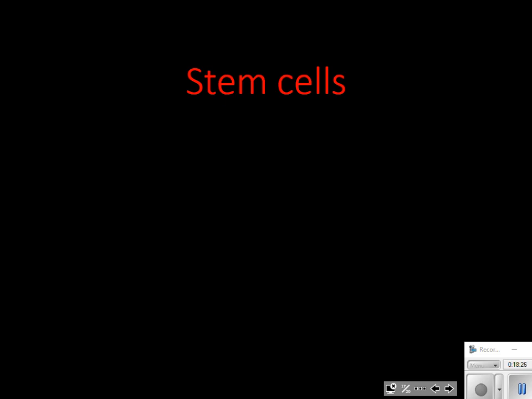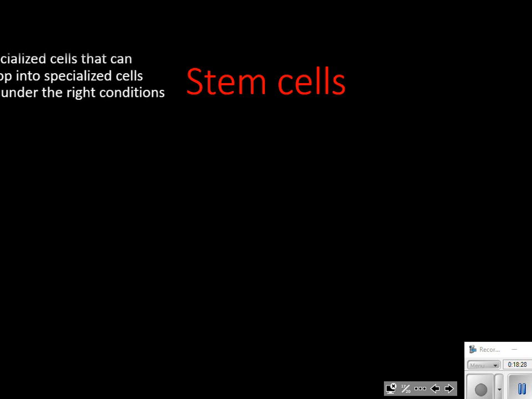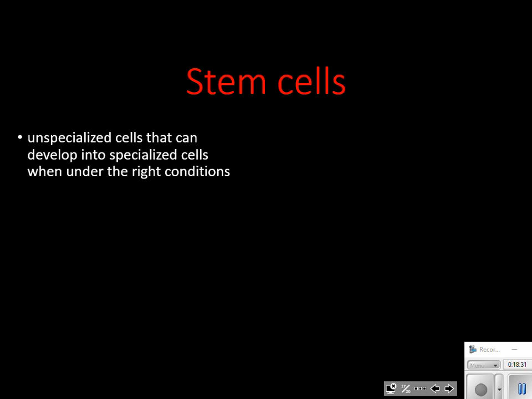Finally, we're going to talk about stem cells. Stem cells are unspecialized cells that can develop into specialized cells when under the right conditions. So they're unspecialized cells that can develop into specialized cells. What would be a specialized cell? Maybe a blood cell, maybe a nerve cell, maybe a muscle cell. Those are some specialized types of cells, but these stem cells are unspecialized.